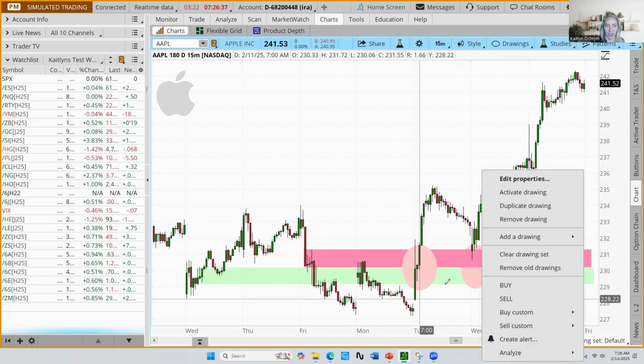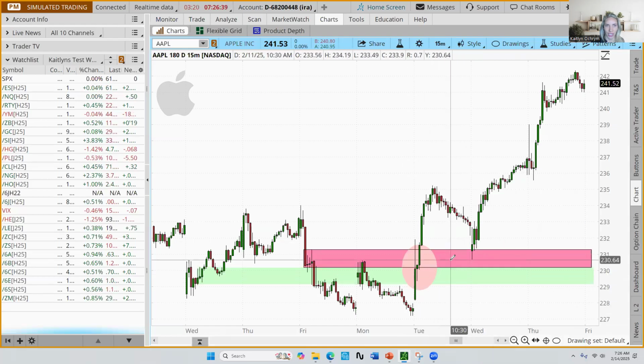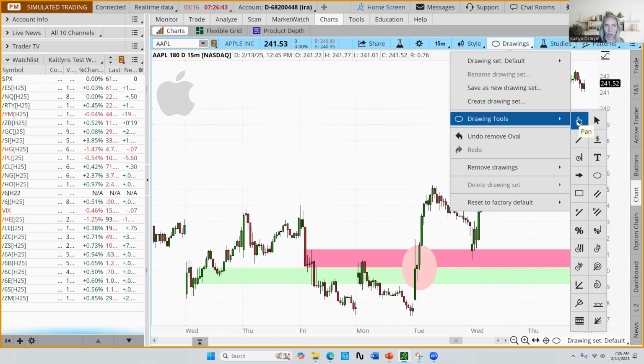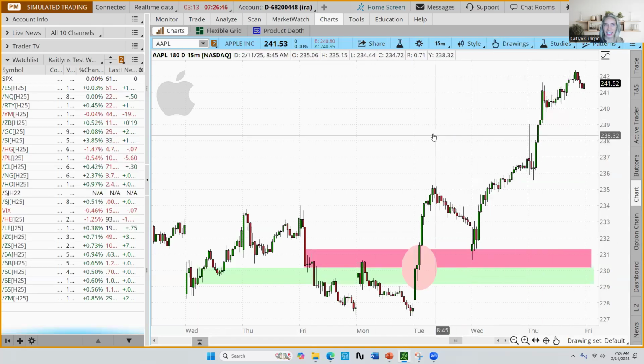So again, in this example, we're talking about scalp trading. This strategy, yes, does apply to swing trading as well. So we can look at some larger time frames as well, but just using this as an example, you can use it for swing trading.